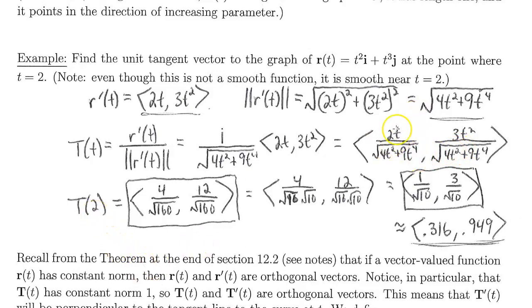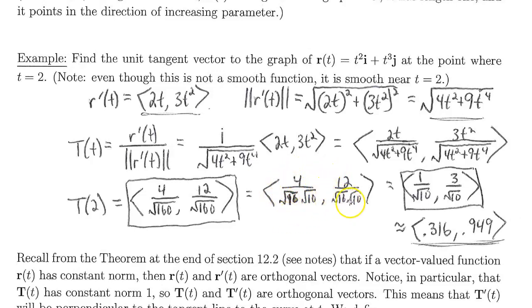Now when t is 2, we can plug in 2 for each of these t's, and what we'll get is 4 over the square root of, 4 times 4 which is 16, plus 9 times 16 which is 144, and 16 plus 144 is 160. If you plug in 2 in the second component, you get 12 over the square root of 160. So this is the unit tangent vector. Now we can simplify this a little bit. The square root of 160 is the square root of 16 times the square root of 10, and the square root of 16 is just 4. So the first component is really 1 over the square root of 10.